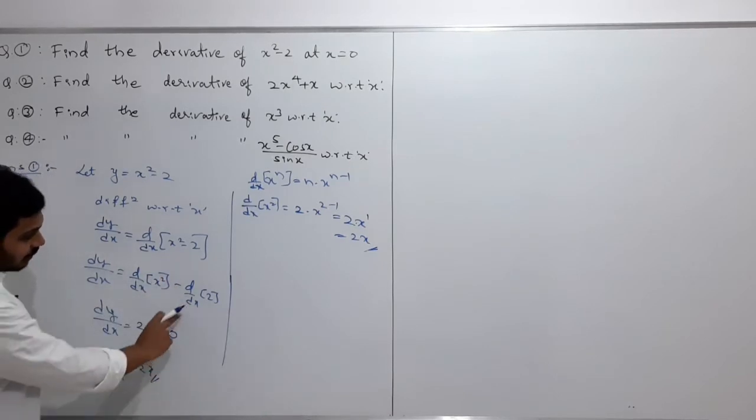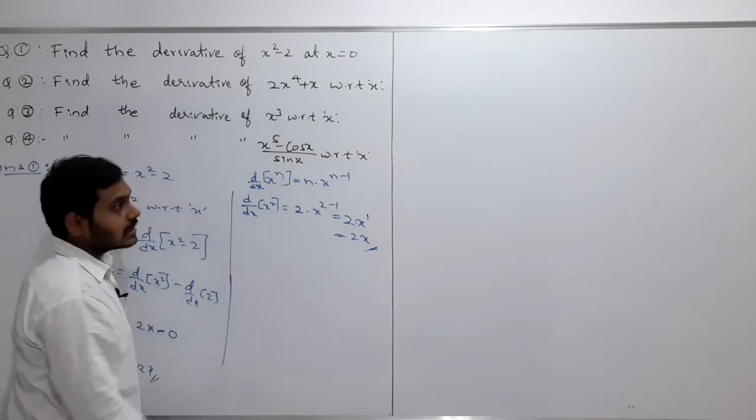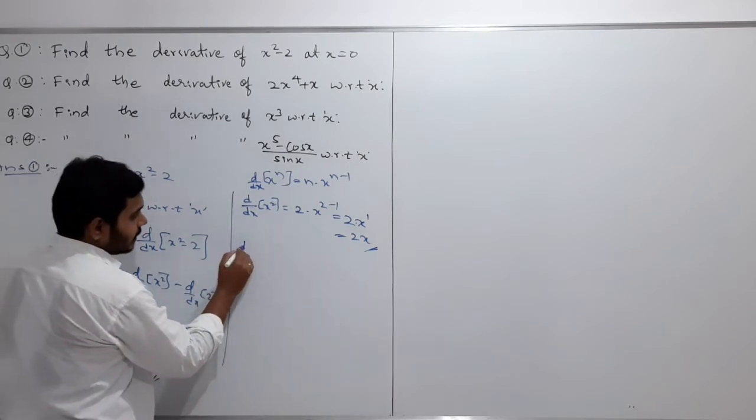and derivative of any constant is 0. I didn't give you this result, so please write down this result. What is that one?